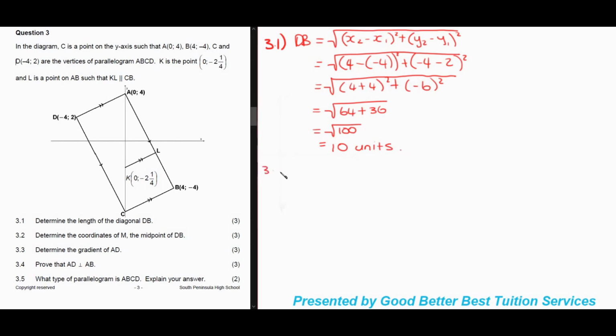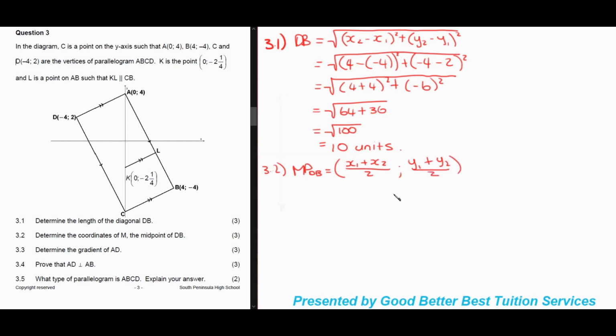Next up, we can have a look at 3.2. It says determine the coordinates of M, the midpoint of DB. We just worked out the length of DB. Now we need to find out what the midpoint is. So we'll just do the basic midpoint formula. The midpoint of DB is equal to (x1 plus x2 over 2; y1 plus y2 over 2).